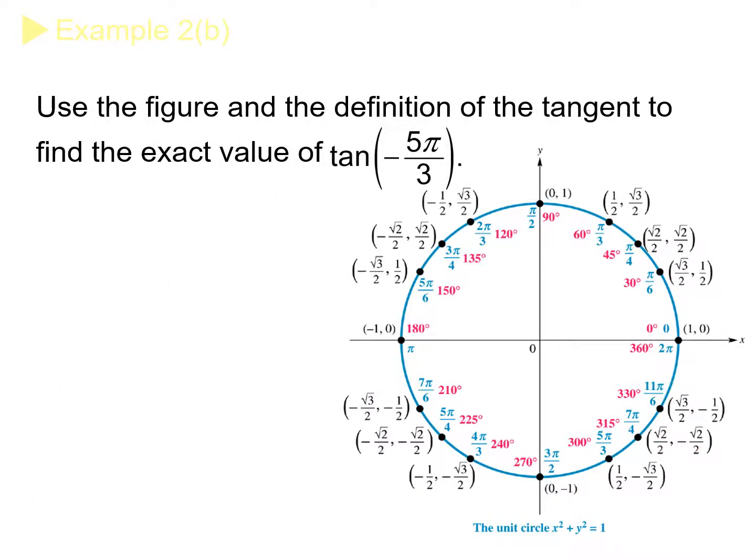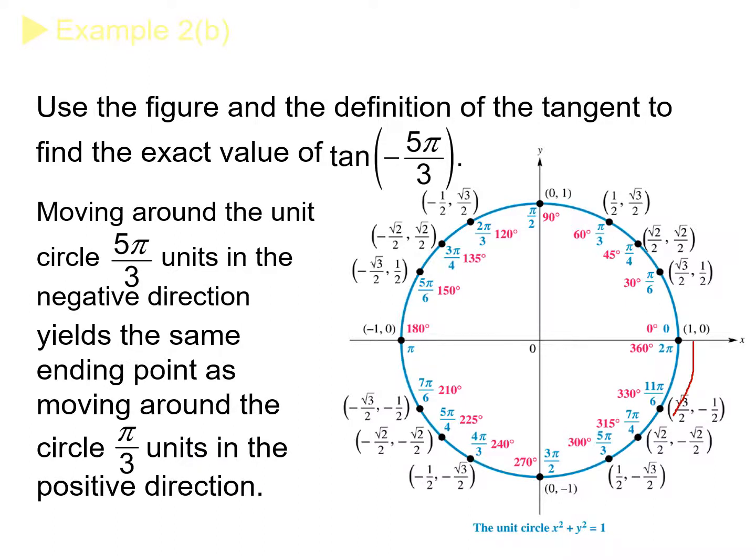Now, let's use this figure to determine the tangent of minus 5 pi over 3. So minus 5 pi over 3 means we're going to go back, all right? So when we go back, we're going to go back pi over 3 units. So we're going to go back 1 pi over 3, 2 pi over 3, 3 pi over 3, 4 pi over 3, 5 pi over 3. That brings me to this point right here, pi over 3. It has x value of 1/2, y value of root 3 over 2.